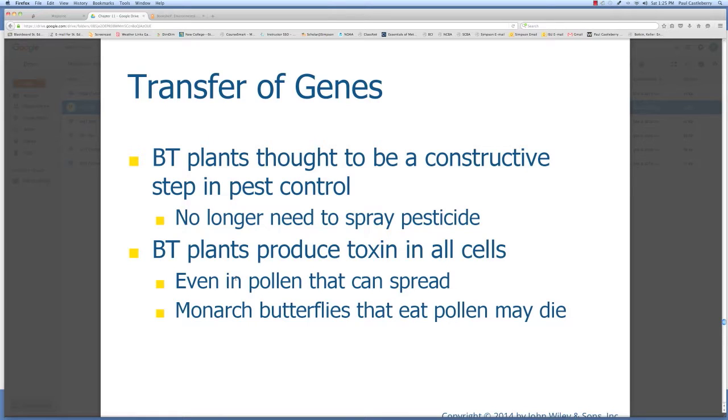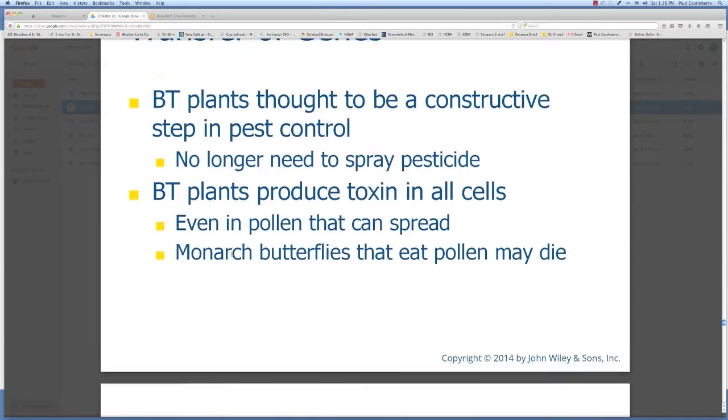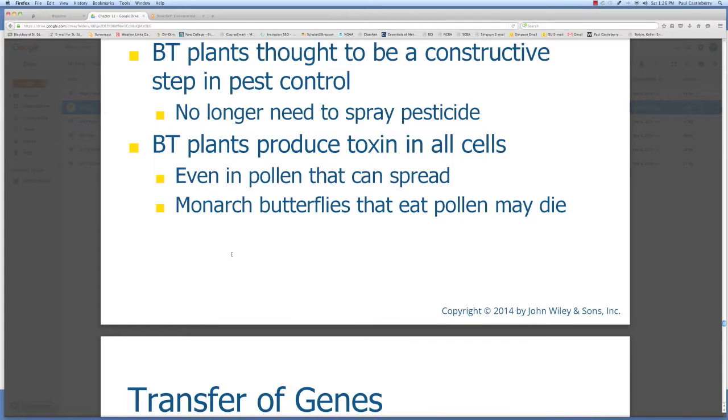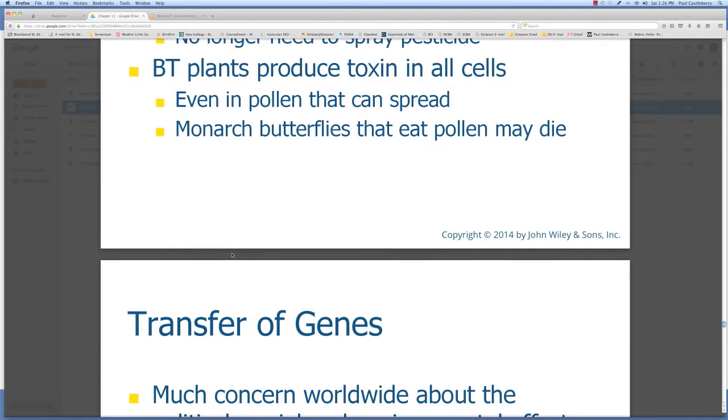However, BT plants are thought to be, or were thought to be, a constructive step in pest control simply because you no longer need to spray the pesticide. However, BT plants can produce toxin, and even in pollen they can spread. And if you have monarch butterflies, just as one example of a species, they eat the pollen, they could die. So there are all of these issues that we have to take into account.